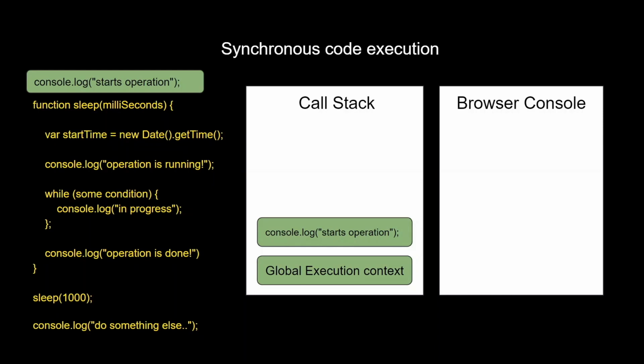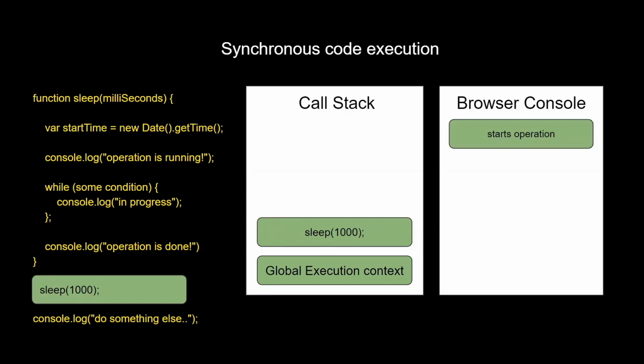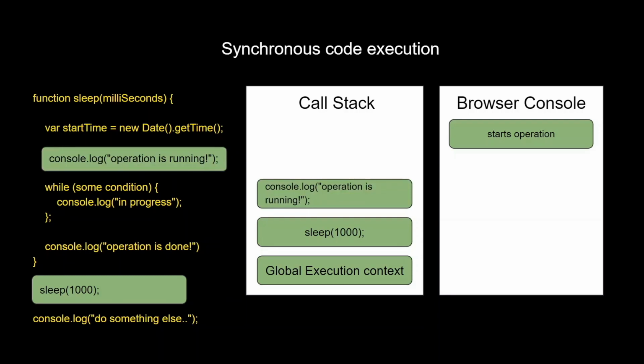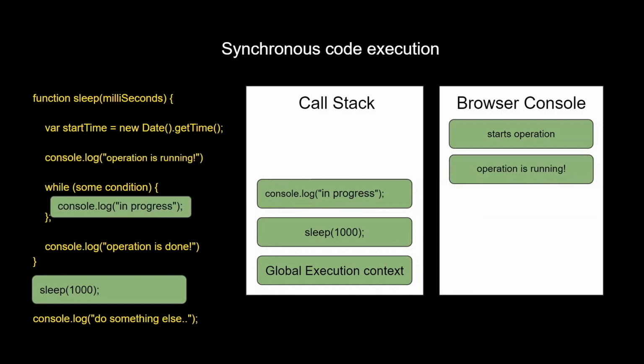So the start operation is now coming into the call stack, and once it gets executed, we are going to see it on the browser console. Once it is done, the next step is the function call of the sleep method. When the sleep method comes into the call stack, it's going to call the function sleep. And inside the function sleep, we can see that we have a console log, which is "operation is running". So in the next step, another frame will be added on top of sleep, and that will be the console log "operation is running". Once this console log is printed on the console, the next execution will happen for the while condition.